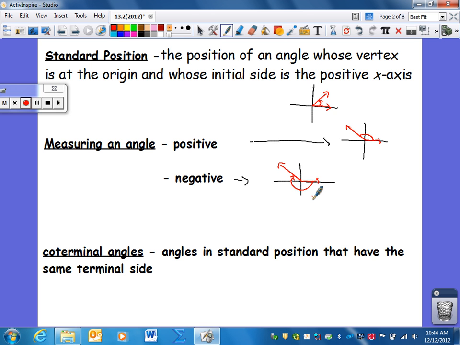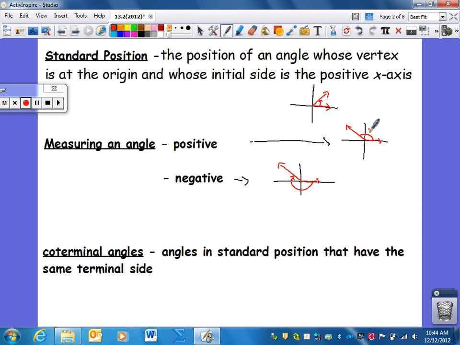Negative 225. 180 plus 45. If you notice these two pictures, my terminal side is in the exact same spot. And that's what a coterminal angle represents. A 135 degree angle means you rotate counterclockwise 135 degrees. A negative 225 degree angle means you rotate clockwise 225 degrees. And notice where those terminal sides end. They end in the same spot. That means that they're coterminal angles.